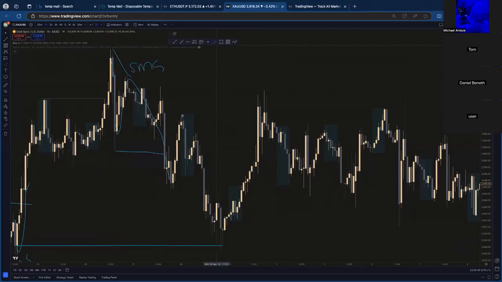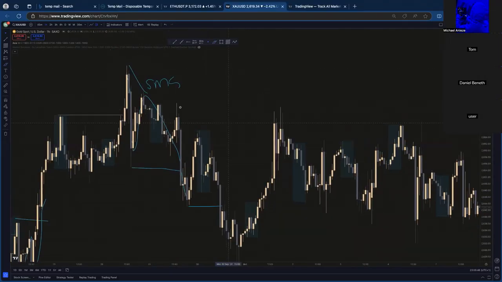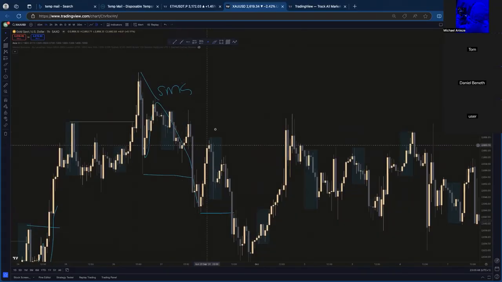Now, it broke structure again right here, confirming what? The change. You don't break the first one here, you break another one here, confirming what? The change. Do you understand? When we get to liquidity, we'll understand this, right? But then see what price did after confirming the whole thing.